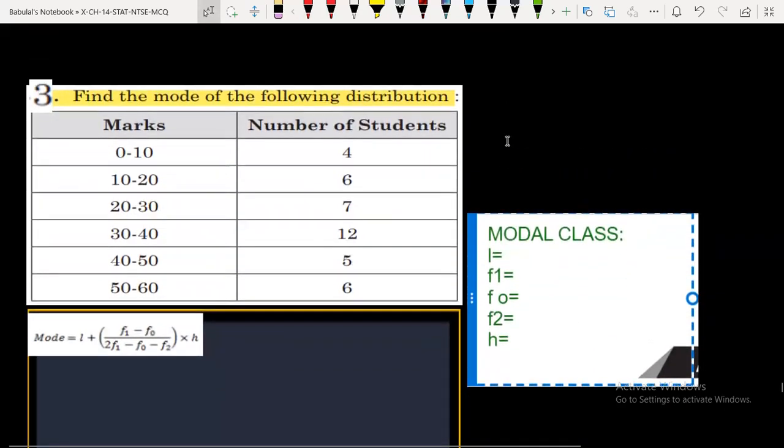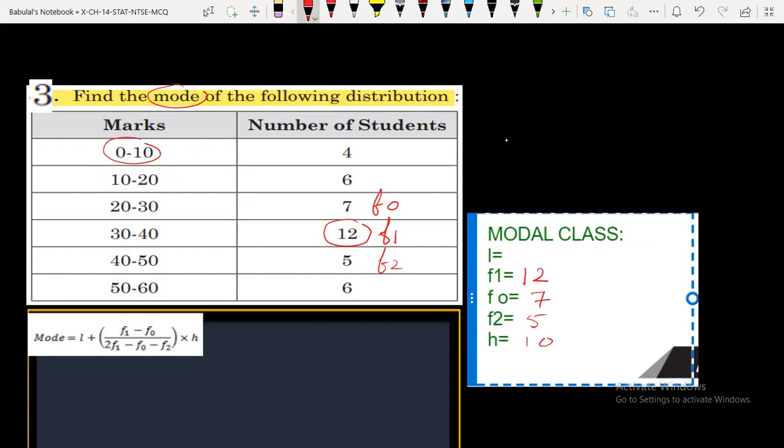Find the mode of the given data. Here, for the mode, we need the highest frequency. So 12 is the highest frequency. So in place of F1, we can write here 12. ये पहले से ही जब mode आप find out करना हो, तो ये block बना के रखिएगा. इसकी that is F1. This is F0. And that is F2. पहले से आप लिख लीजिएगा. F0 is 7, F2 is 5, and what is the size? 10 minus 0, that is 10 is the class size.